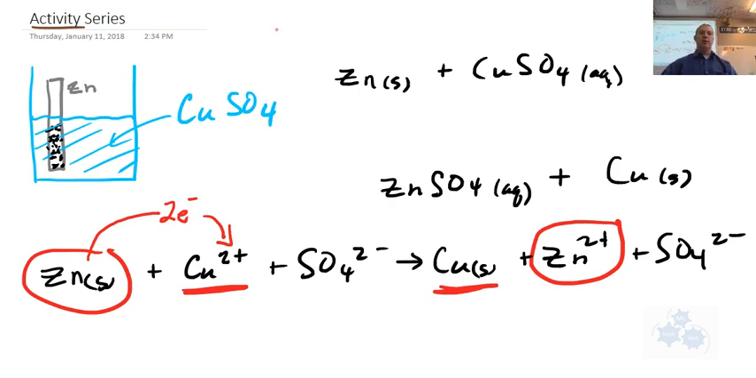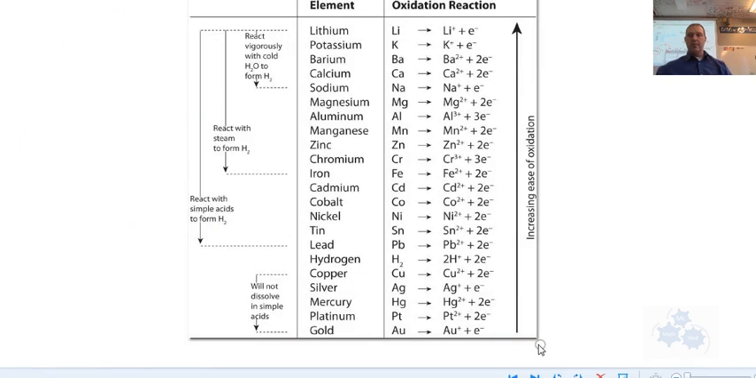Okay, so that's the activity series. I'll go back to that picture, and you have that in front of you. And so a single displacement is going to happen if a metal reacts with an ion that is lower on the chart.